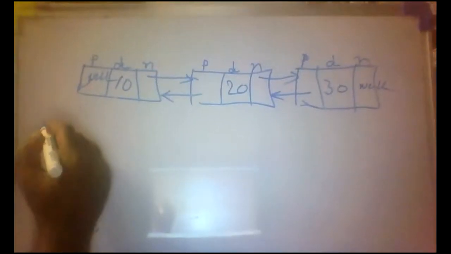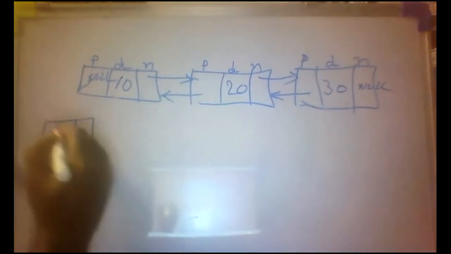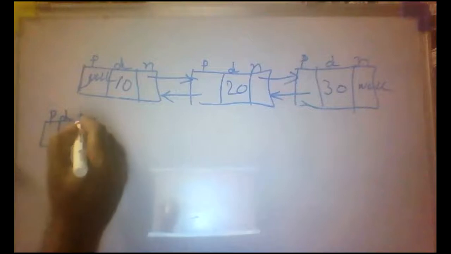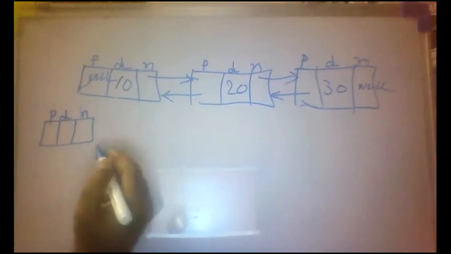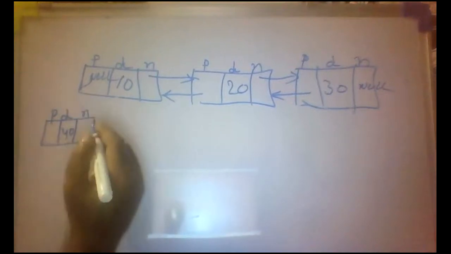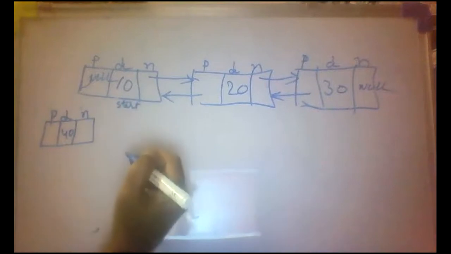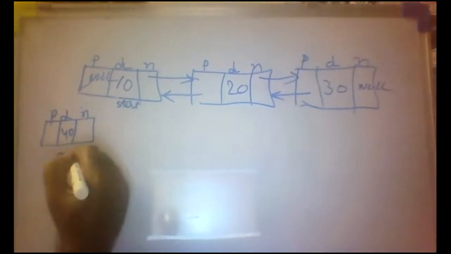This is the new node. Okay, this is the new node. So this is the previous, this is the data, this is next. Clear? Data equal to, for example, 40. Then, this is the starting node. Okay, this is the new node.